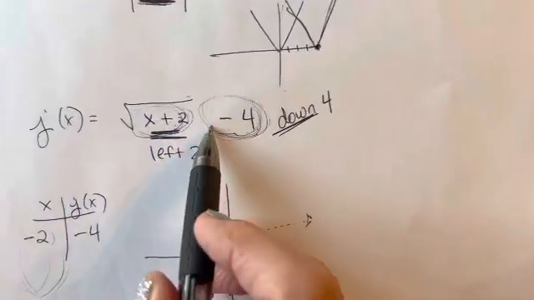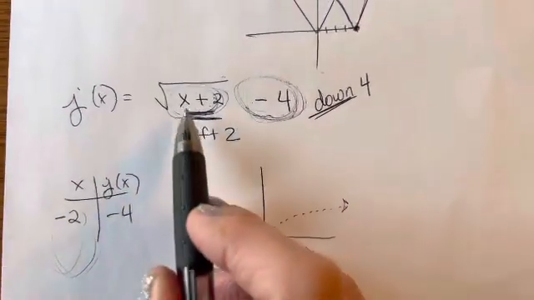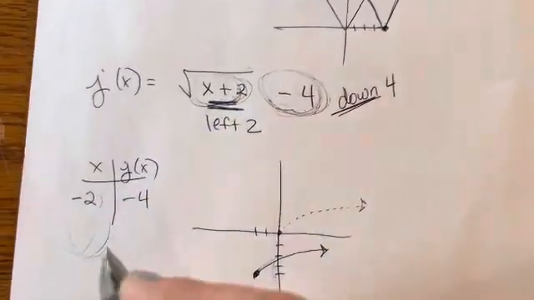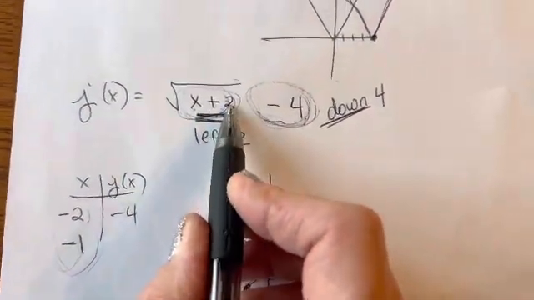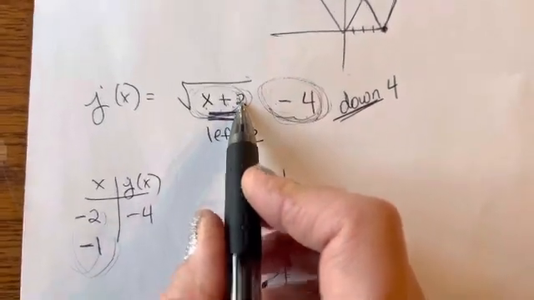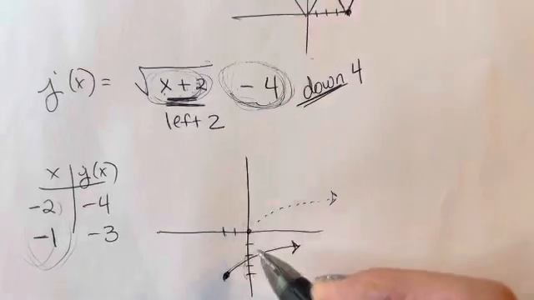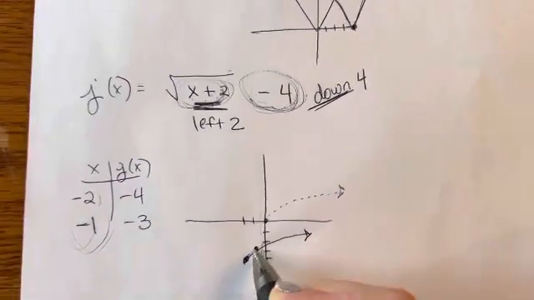If you're using your calculator, decimals will work, okay? I'm not using a calculator, so I'm gonna think ahead. I know I can take the square root of 1, so I'm gonna plug in a -1. Because -1 plus 2 is 1. The square root of 1 is 1. 1 minus 4 is -3. So look, I've got -1, -3. It's right there. And you can see it, -1, -3.